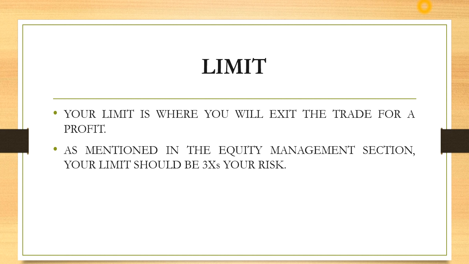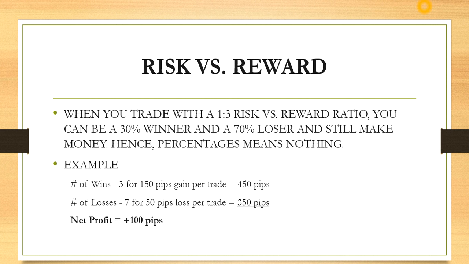Then your limit, and your limit is where you will exit the trade for a profit. As mentioned in the equity management section, with your limit, you want to risk $1 to make $3. So your limit should be at least 3 times your risk. If the trade will give you that opportunity, you can do 1 to 2, but if you can do 1 to 3, that would be really, really good. Now, this is why. Risk versus reward.